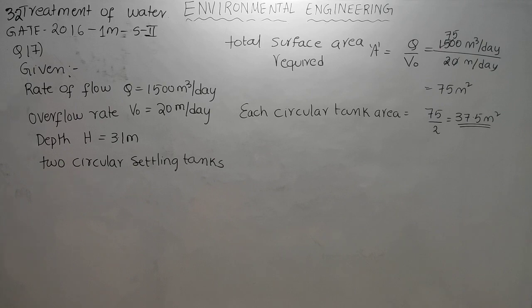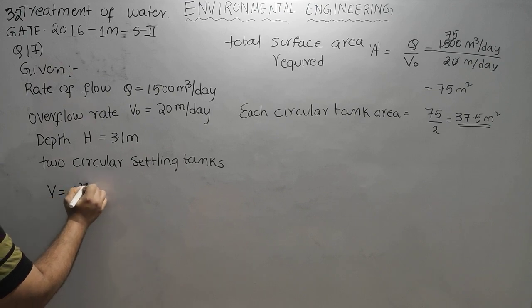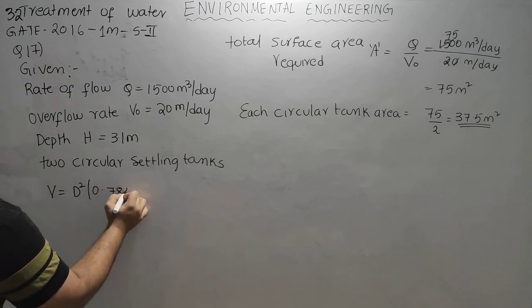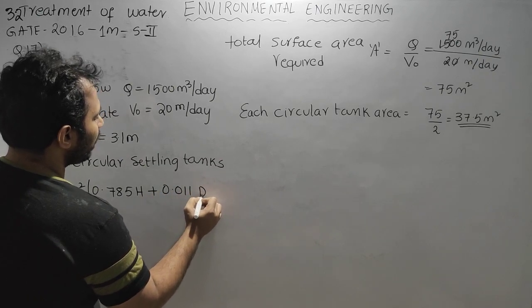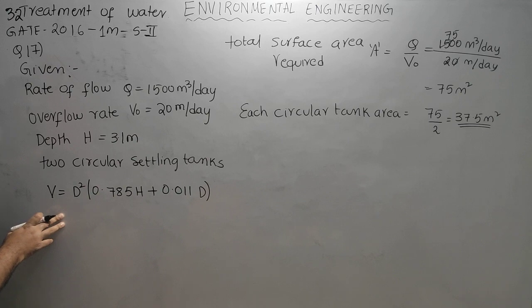Because in a circular sedimentation tank there will be a conical portion. We need to take the conical portion into account while calculating the volume of the circular sedimentation tank. So what is the volume of the circular sedimentation tank including the conical portion? The volume is D square into 0.785 H plus 0.011 D. Actually, this is the actual volume formula.